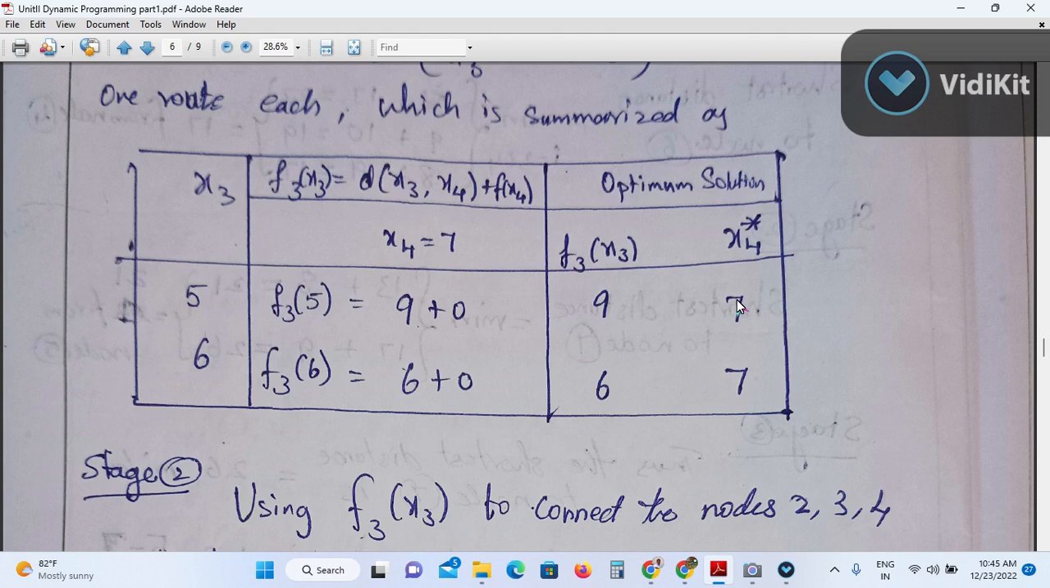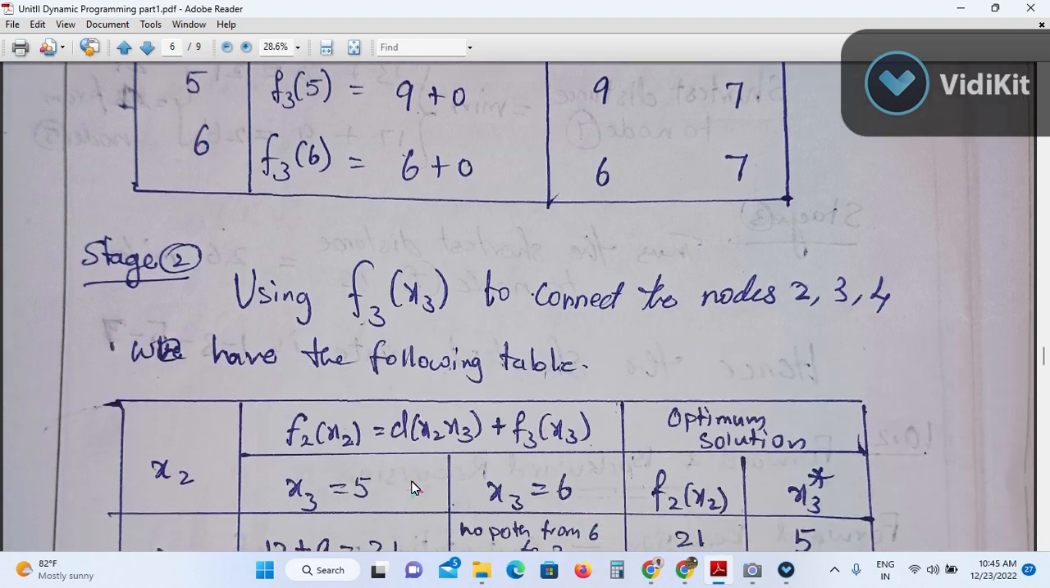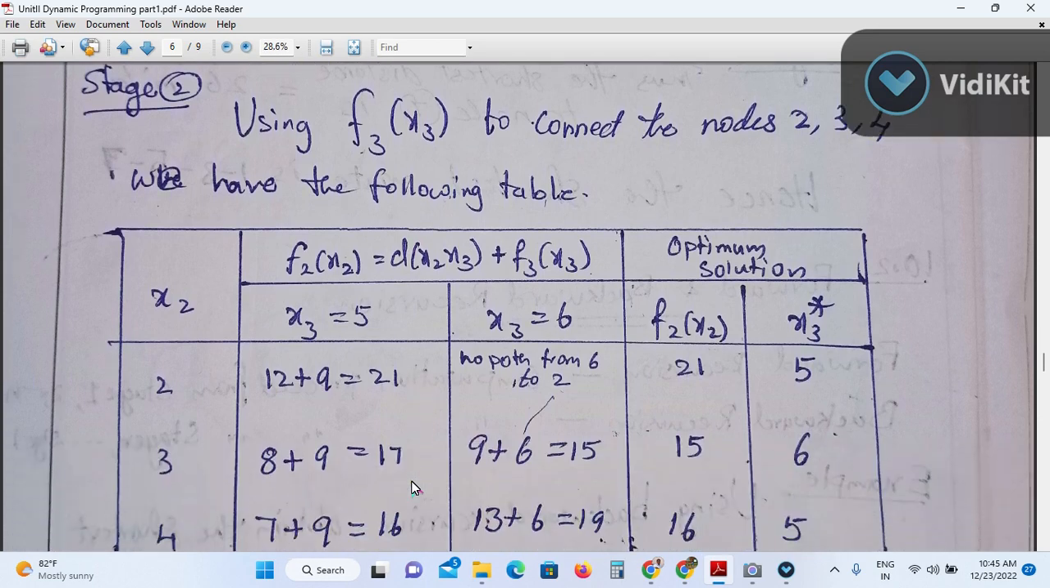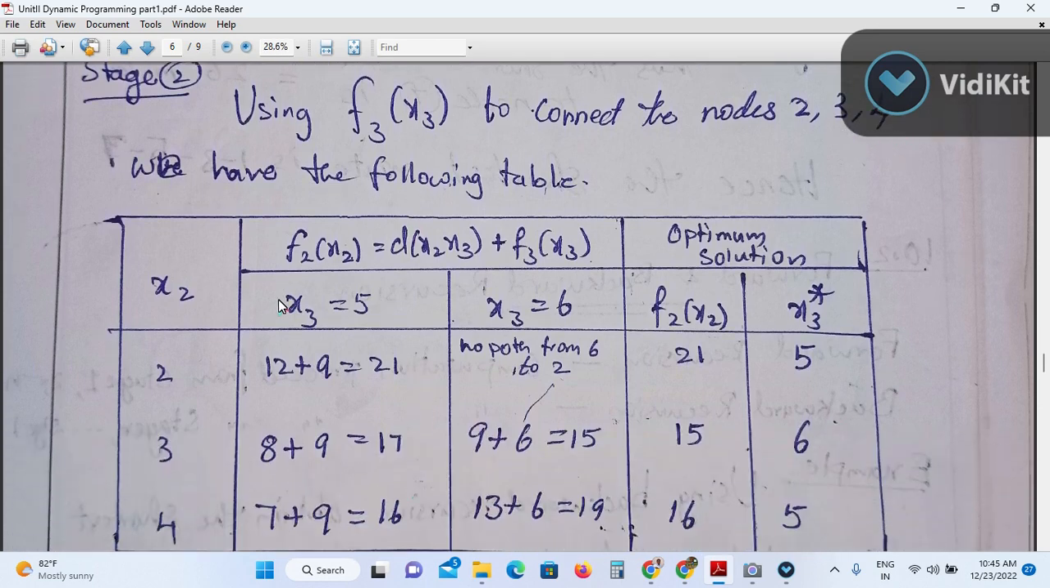Now move to the next stage, taking 5 and 6 and moving backward to 2, 3, 4. For 5, we have to go from 2 and 4. For 6, again, from the previous network, let's go here. So which are the next nodes connecting? 2, 3, 4. That's why I'll take x2 as 2, 3, 4. And we have to move to the next stage, stage 2, that is f2 of x2, putting i equal to 2. So this is d of x_i comma x_{i+1}. I put i equal to 2, therefore 2 plus 1. So here f3 of x3.